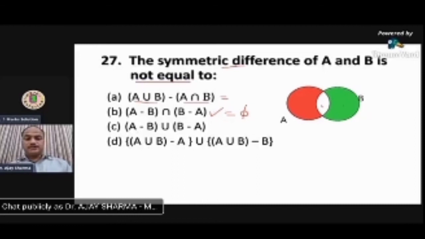While see this and this, when we take union we get the symmetric difference. This is also the same thing. इसमें से अगर union B से अगर हम set A को remove कर दें then we get what? Green portion. And this is actually the red portion. So the union of these two also gives the symmetric difference. So option B is the required answer here.